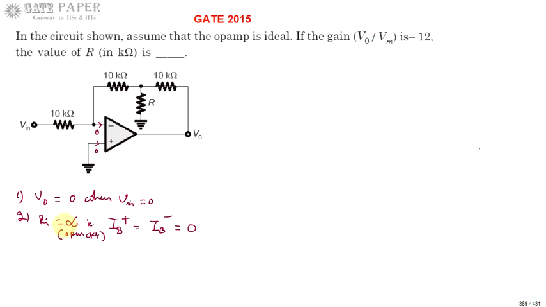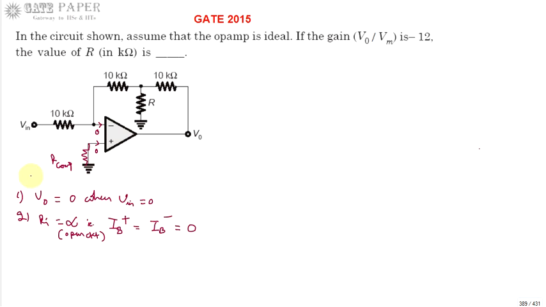Now, Ri equal to infinity is ideal, but practically it is not infinite. That implies IB plus and IB minus are not going to be 0. They are non-zero. They are called bias currents, input bias current. Initially we assume that IB plus and IB minus are the same, and we place a compensation resistor at the non-inverting terminal of the op amp, which is called R compensation.